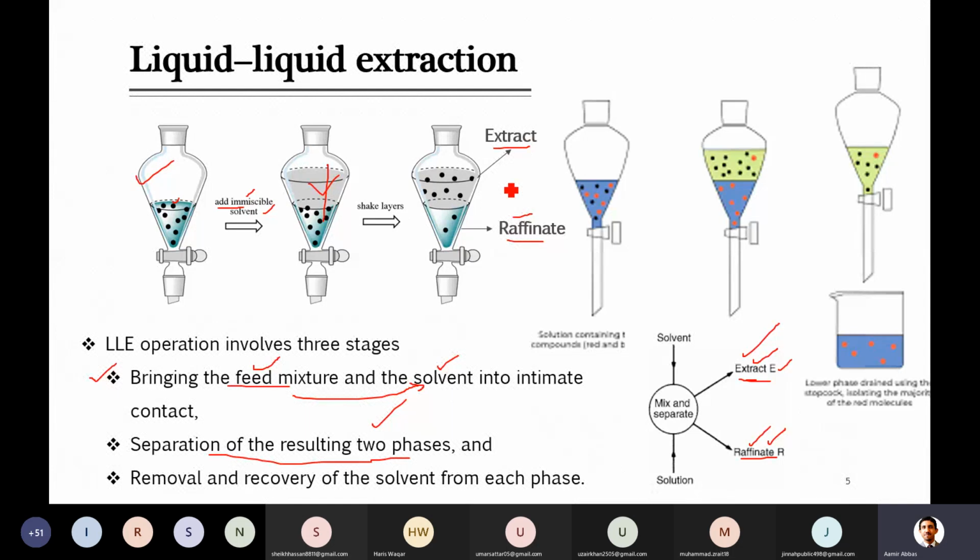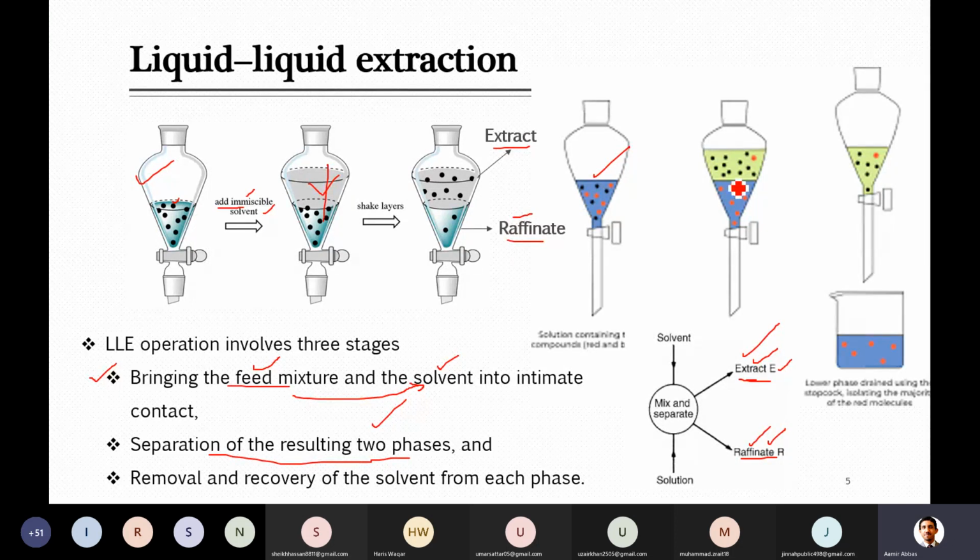So what do you have to do next? They are now separated into two phases. Next, definitely, is to separate them. For example, here you can see that there is a feed, and the feed contains overall three components. There is the blue liquid, and inside there is something in black color as well as in red. So this feed consists of more than two components.